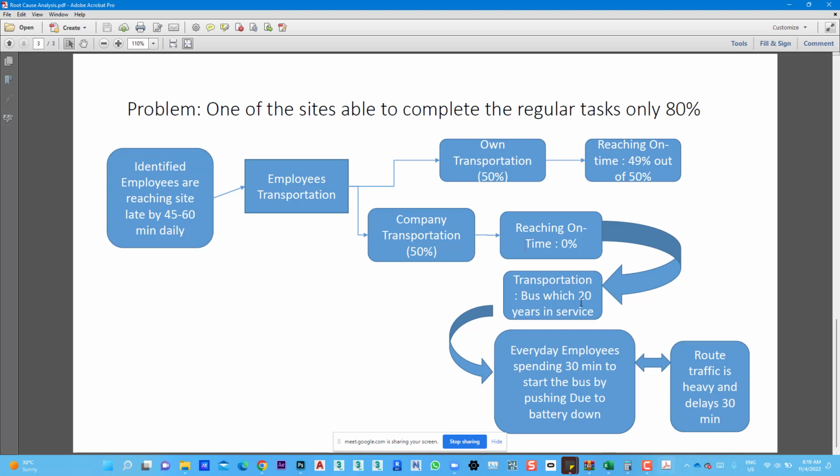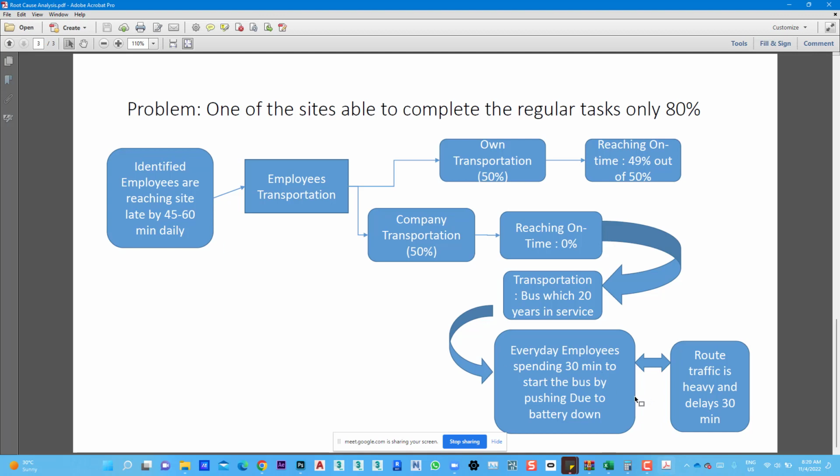And again he went deeper into why it is causing a 30 to 45 minute delay, because every day the employees spend time pushing the bus to start. So the bus is not starting. So the root cause is the battery. So the 20% of performance loss is caused by this delay of 45 to 60 minutes, because of this battery.